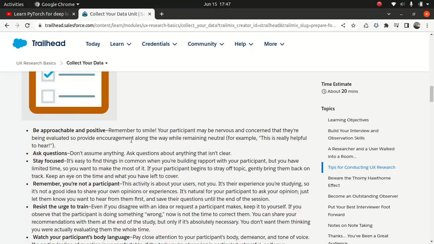And also, the researcher has to remember that the researcher is not a participant. So it's not about the researcher. The researcher is the person who's asking the question, right? So XYZ, right? It's not about XYZ the researcher. It's about the user. It's about the participant, what the user wants. You cannot squeeze in your opinion or your suggestion.